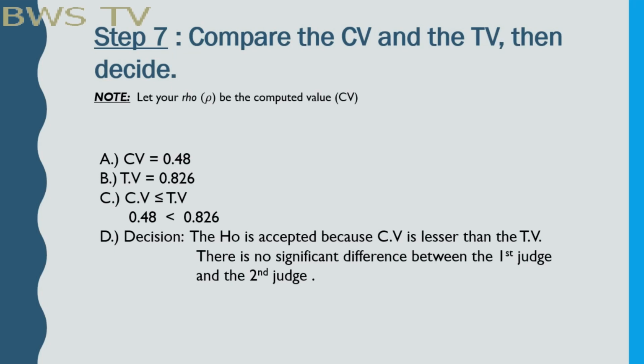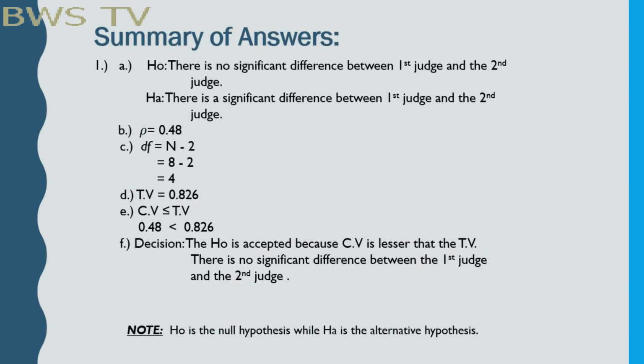Note, let your rho be the computed value, or CV. If the computed value is lesser than the tabular value, the hypothesis will be accepted, and if the computed value is greater than the tabular value, then the hypothesis will be rejected. And here is the summary of answers.